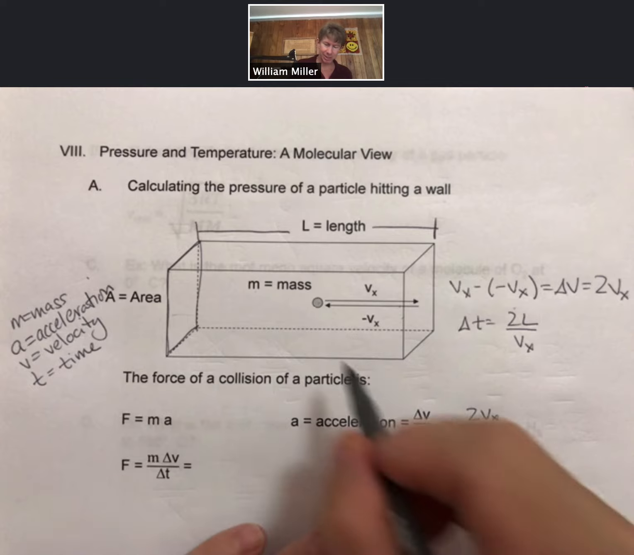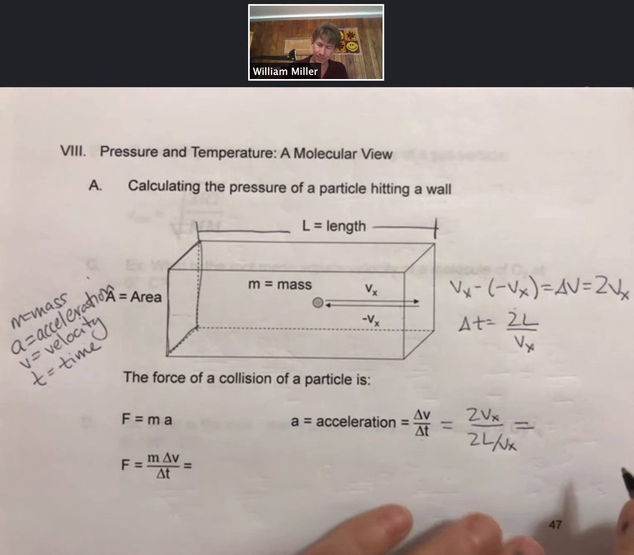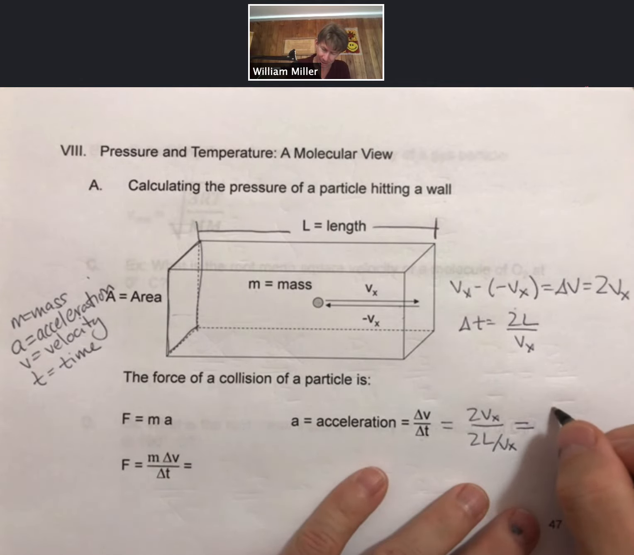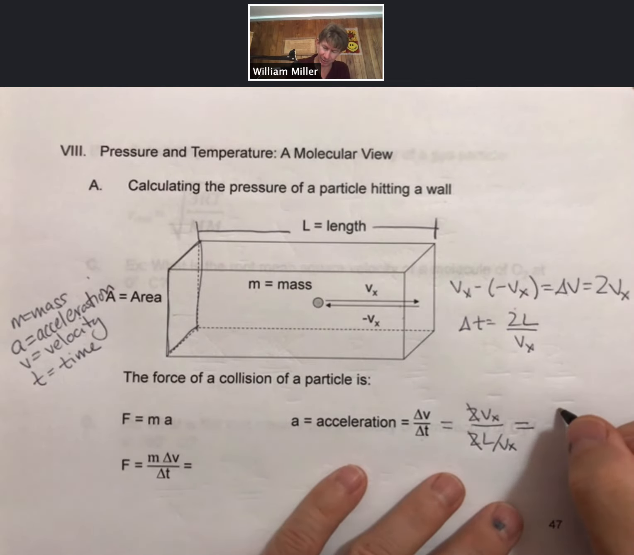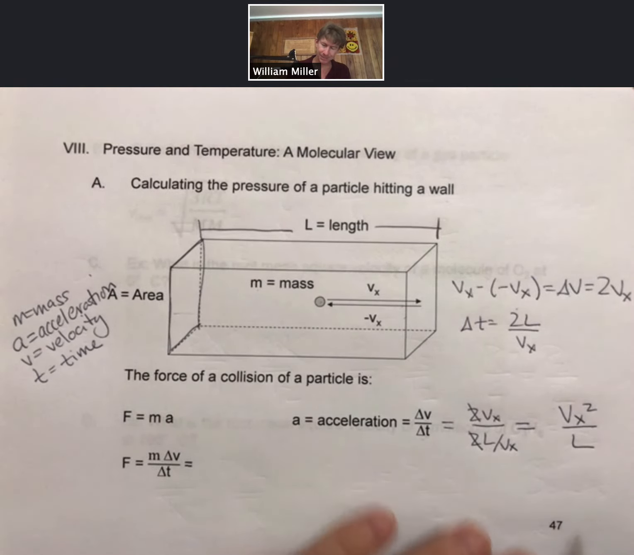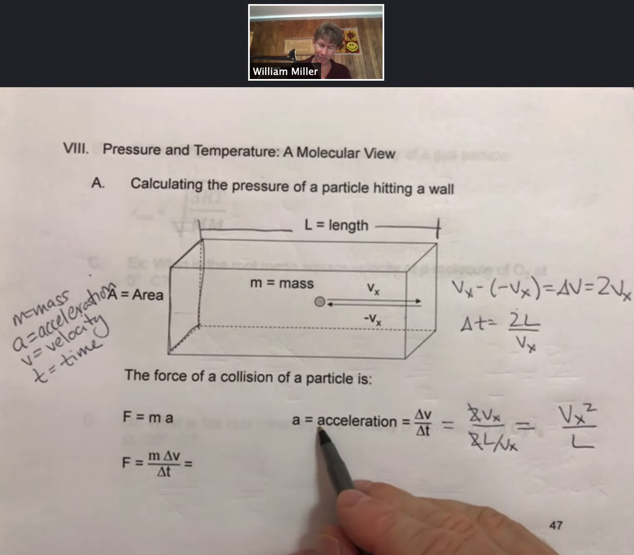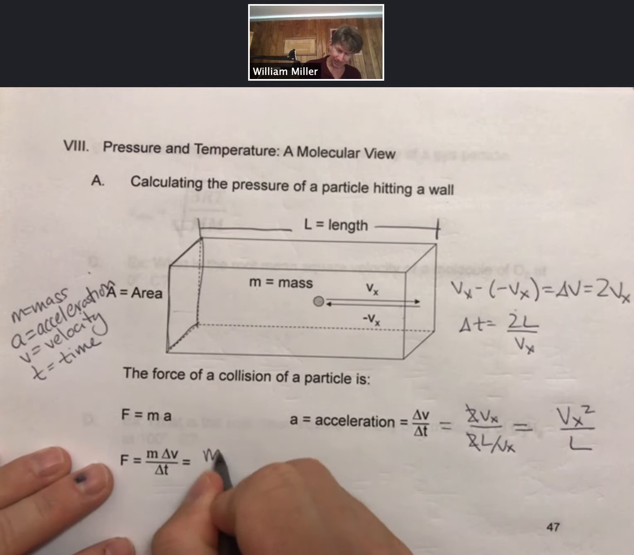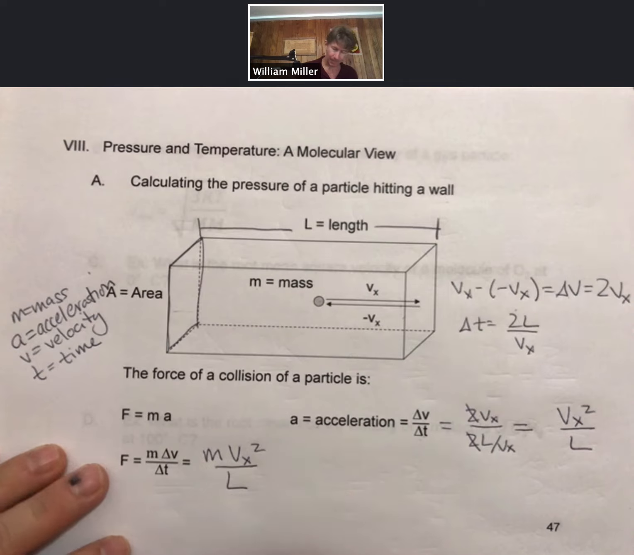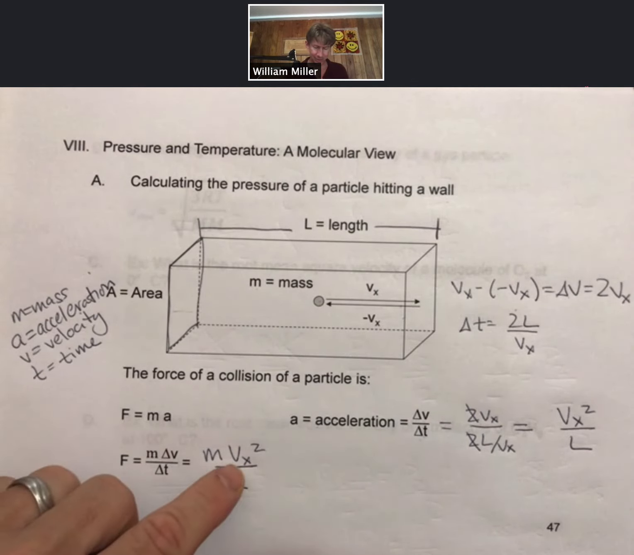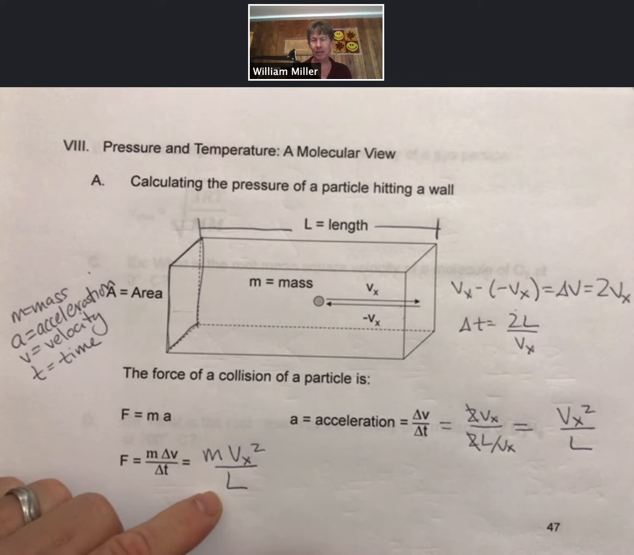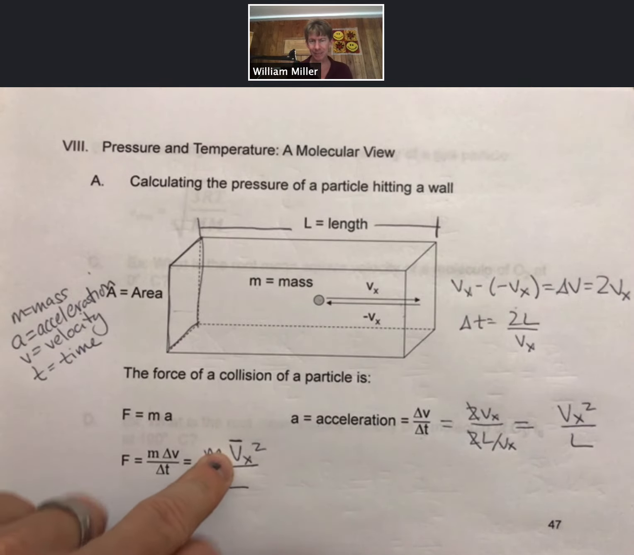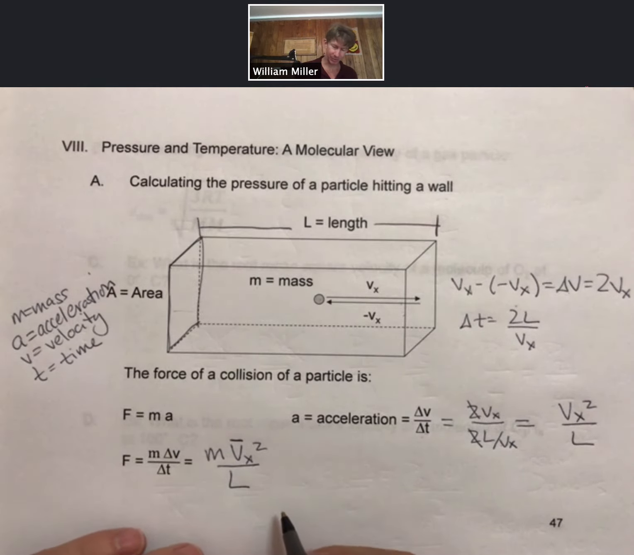And what we can do is, just by talking about a particle in a box with mass m, we can see that its acceleration is going to be, well, the 2's cancel, and we get Vx squared over L. That's our acceleration. We now know delta V over delta T times m is going to be mass times Vx squared over L. And the only thing we haven't talked about now is that this is going to be an average velocity when we talk about more than one particle or more than one collision.